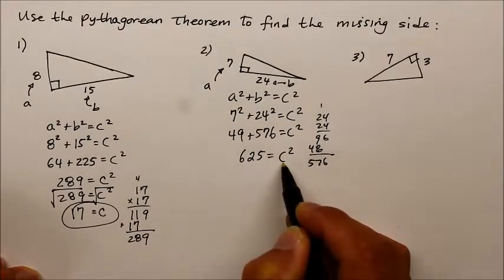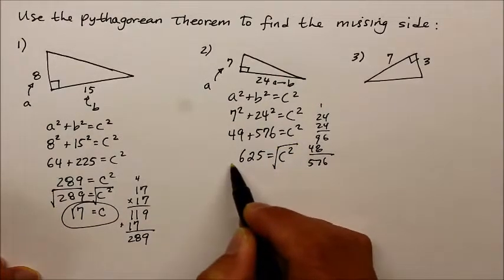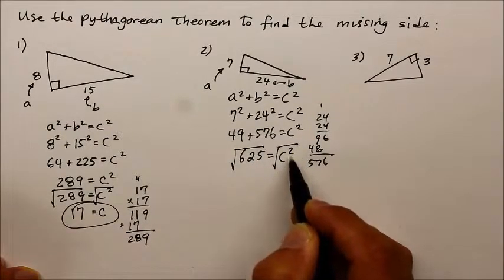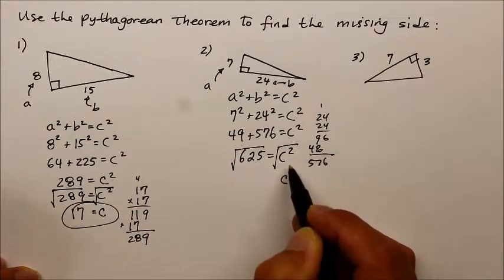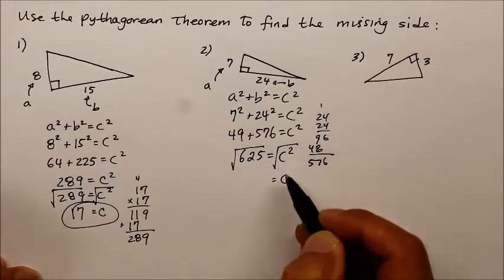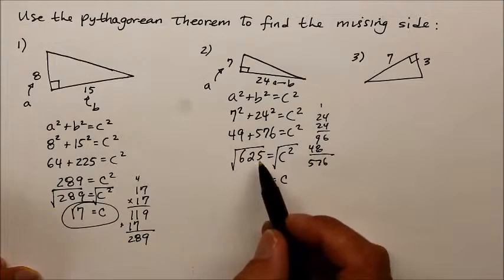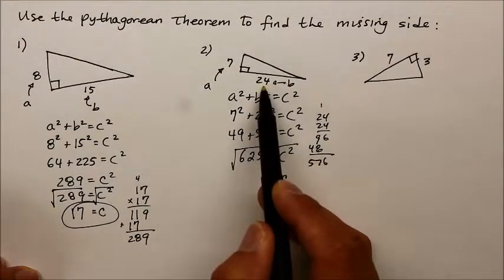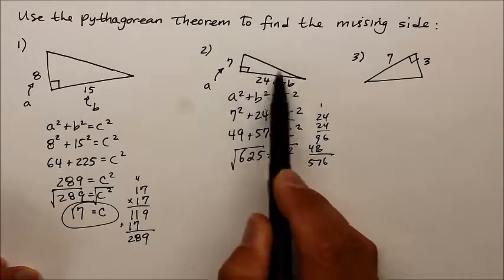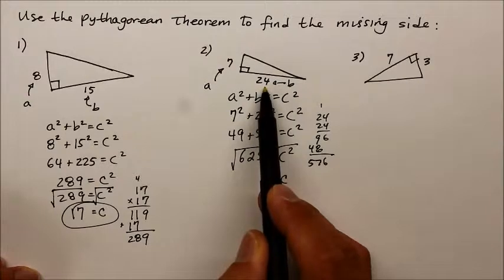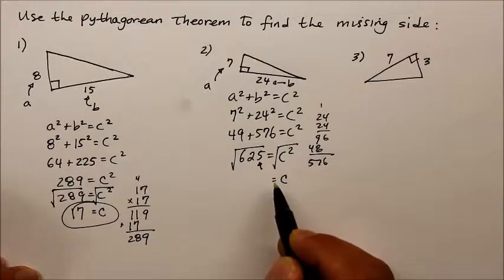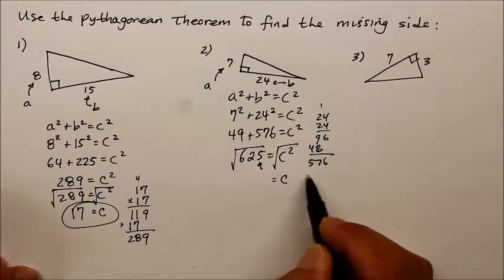Now to solve for c, we're going to square root both sides of the equation. The square root of c squared is c, because c times c is c squared. Now what times what is 625? Well, here's a hint again. The shortest side was 7, the longer side was 24. The longest side, the hypotenuse, must be bigger than 24. What same number, if you multiply, will give you the last digit 5? I'm guessing 25. So let's check.